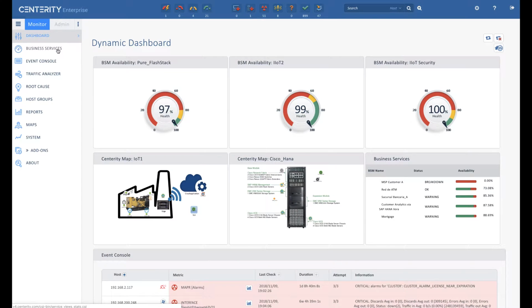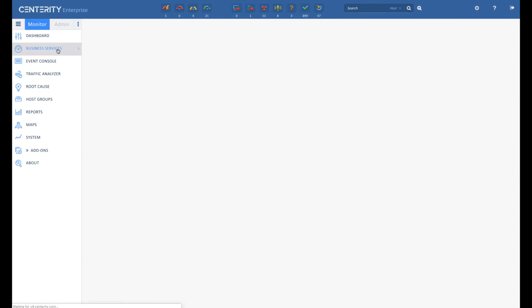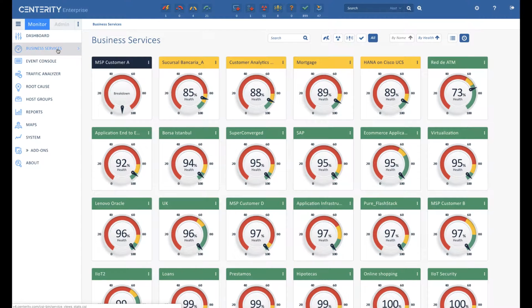So now we can go to business services. The business services is probably the most critical dashboard that we have in Centerity because it can show you the status of your overall business. Here you will be able to see in our example that there are 4 business services in the warning status, and then we have one that is in breakdown status, which means it's completely not working.